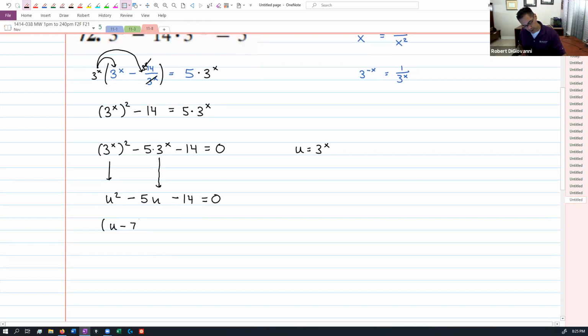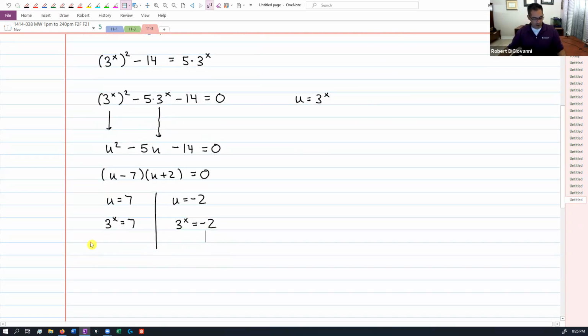It does: minus 7, plus 2. And we get two solutions. u is 7, u is negative 2. Replace u with 3 to the x, so 3 to the x is 7, and here 3 to the x is negative 2. All right, on this, we'll convert it to a log. Log base 3 of 7 equals x, and then convert this to log base 3 of negative 2 equals x. Can't have this, no solution here, can't have a negative in a log.